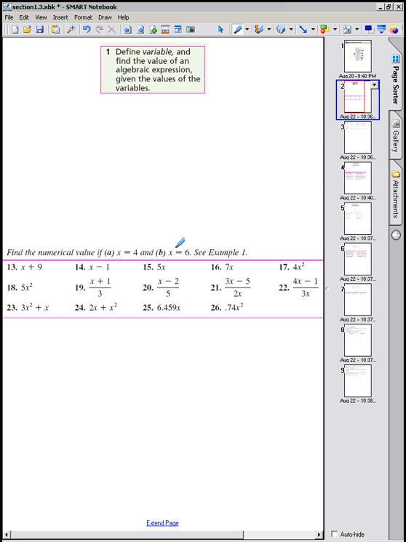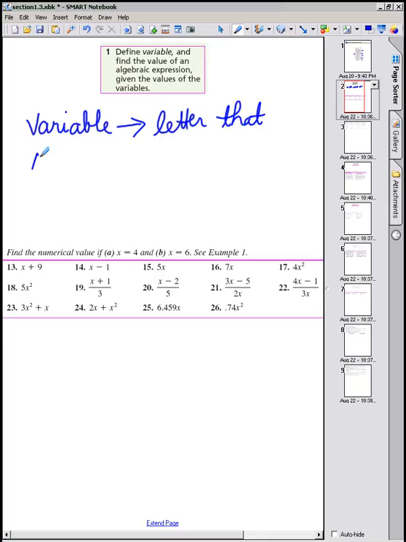So let's talk about defining a variable. What is a variable? Well, if you think about the word variable and the root word from English, I think of the word varies. And so when we say something varies, we say something changes. And so a variable is a letter that is used to represent a value that changes. A letter that represents a value that changes.